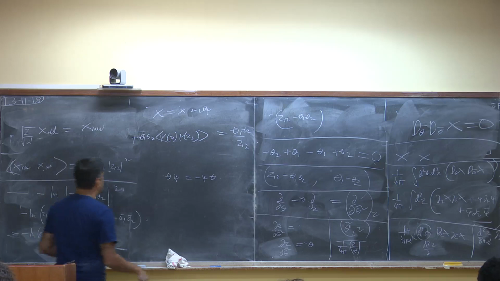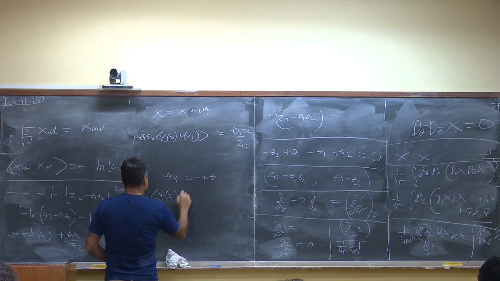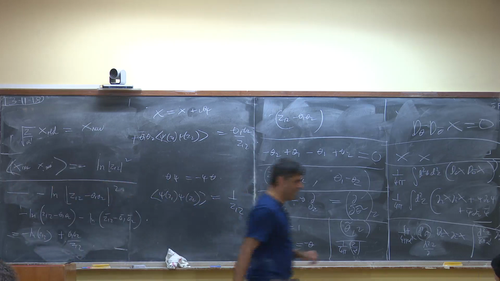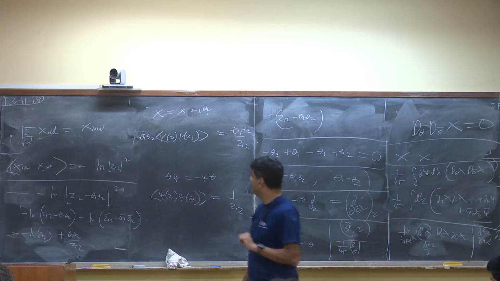So this tells us that psi of z1, psi of z2 is equal to 1 by z1. Okay, we know this is correct. So that's a check that it worked. Now, Indraneel wants to suggest that the way to get it is as follows.